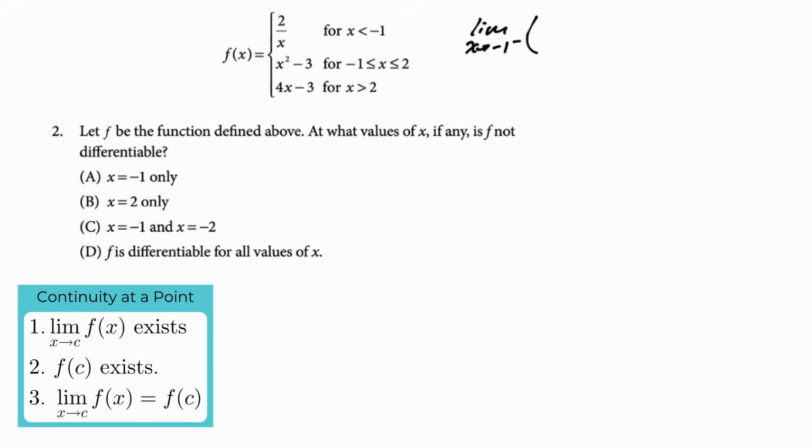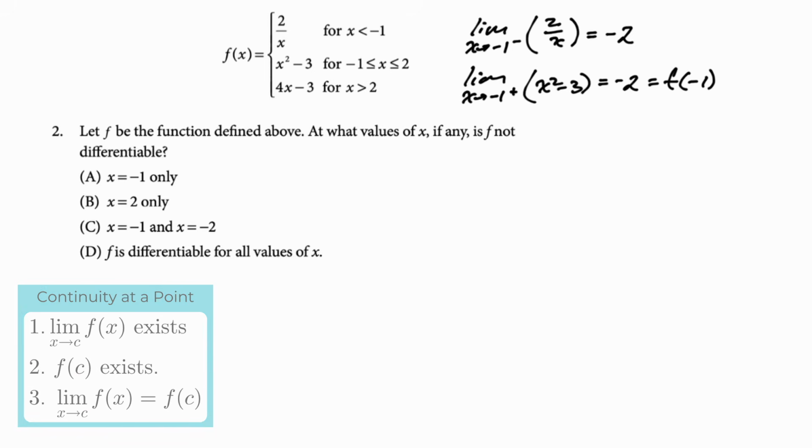So we need the limit as x approaches -1 from the left. If you're approaching -1 from the left, our function is 2 over x, and this is definitely just -2. We need the limit as x approaches -1 from the right. If you're approaching -1 from the right, the function is x squared minus 3, and if we plug in -1 there, we also get -2. We also know that this is the value of f of -1. So the function is continuous at -1.